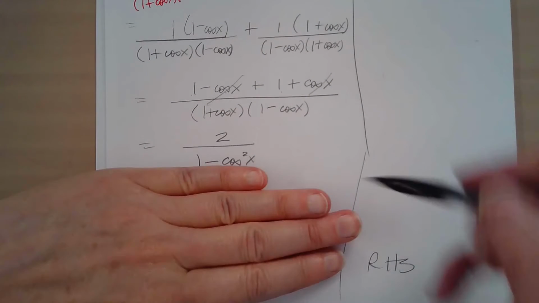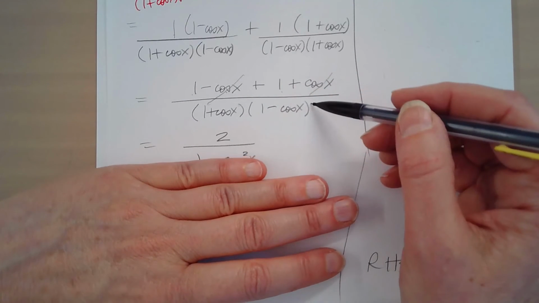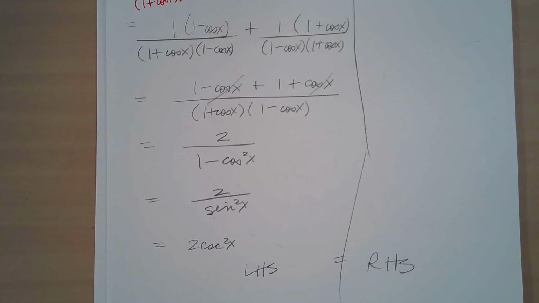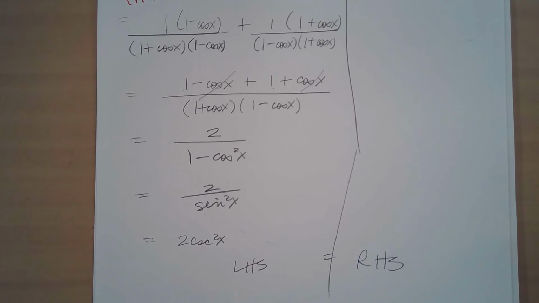How many people got this far? Did you get all the way to the end? Good. Yeah, good. Remember, multiplying by conjugates is going to get you one of the Pythagoreans. They're kind of fun, aren't they? The identities? Yeah.